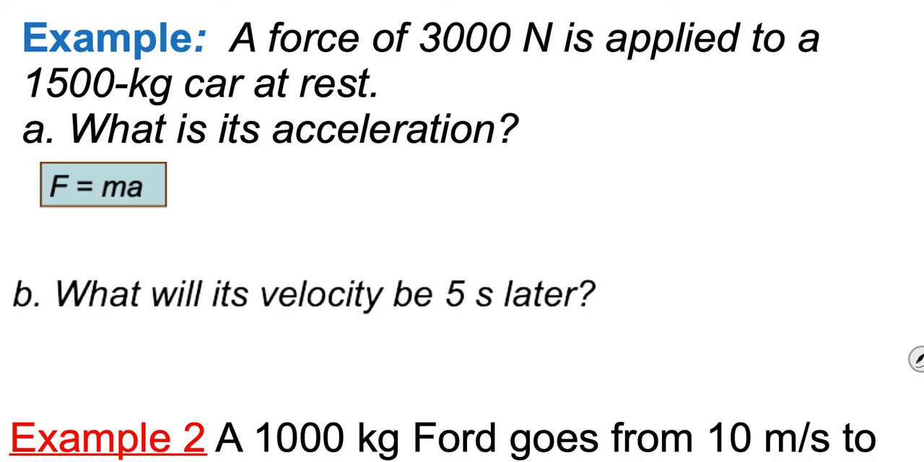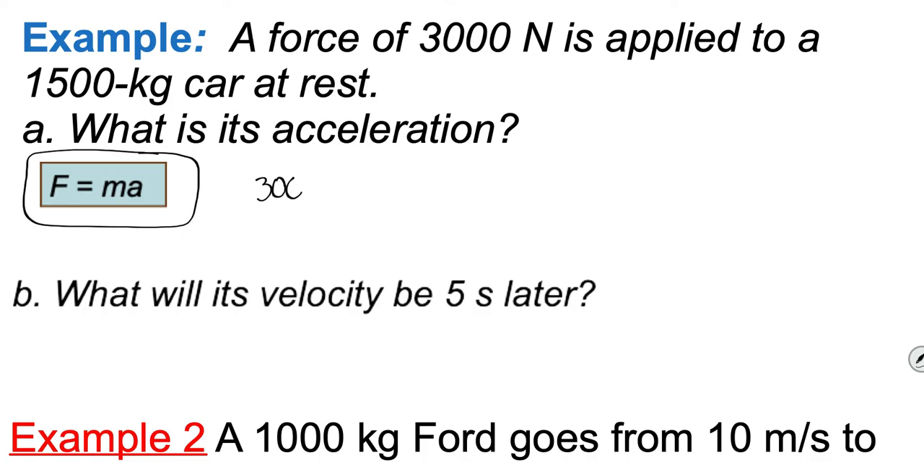A force of 3,000 newtons is applied to a 1,300 kilogram car at rest. So the car is not moving, all right? We want to figure out what the acceleration is. Well, we can use Newton's second law here to figure out the acceleration. We don't have to use our velocity final minus velocity initial, that kind of stuff again. We can just use our basic force equals mass times acceleration. That's quite a bit simpler than what we've done before.